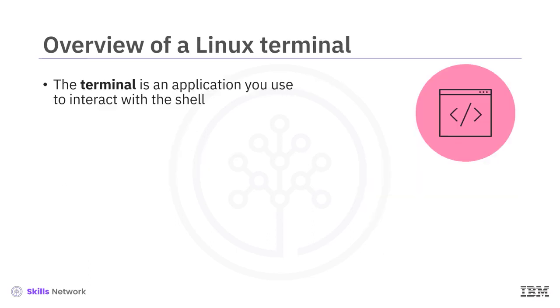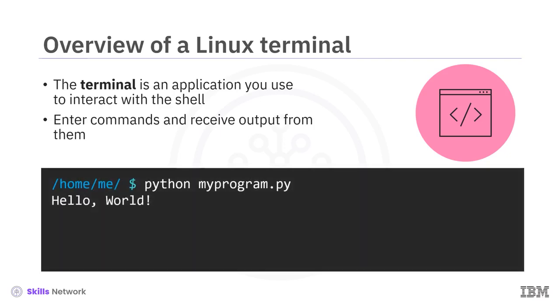You interact with the Linux shell through a Linux terminal. A terminal is an application or user interface where you enter the commands you want to run and receive any output from those commands. For example, to start the Python application and run a program called myprogram.py, type python space myprogram.py. When you press enter, the shell runs the command. This program prints the words "Hello World" to the terminal.